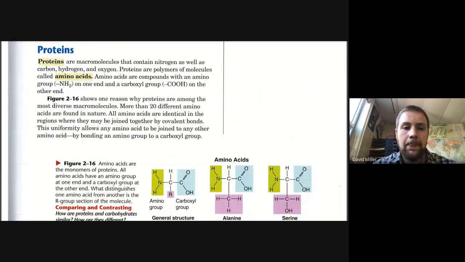Proteins. Proteins are macromolecules that contain nitrogen as well as carbon, hydrogen, and oxygen. Proteins are polymers of molecules called amino acids. Amino acids are compounds with an amino group, or NH2, on one end, and a carboxyl group, or COOH, on the other end.